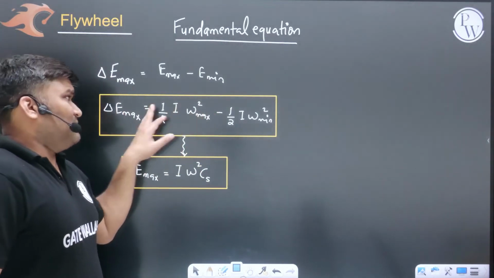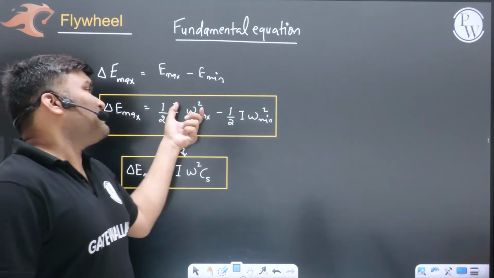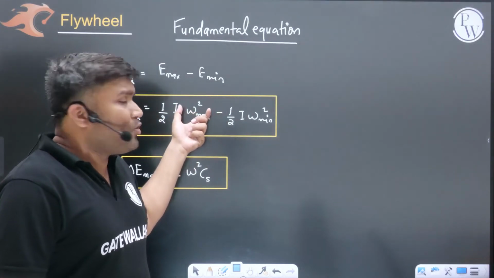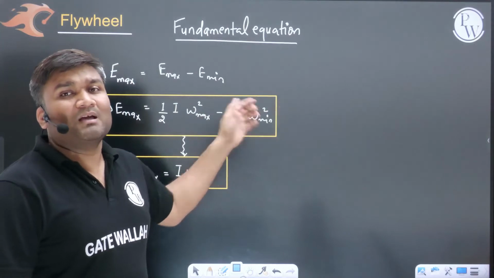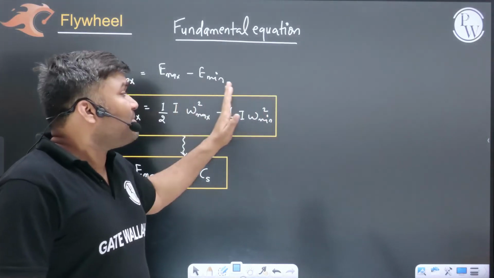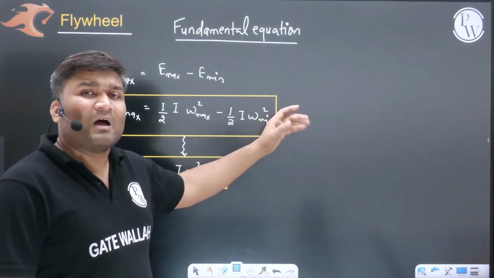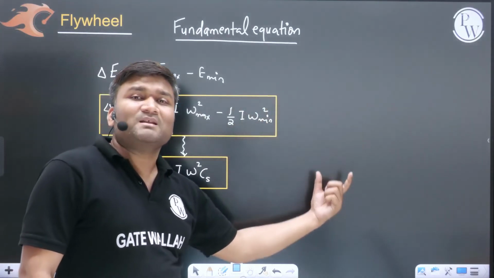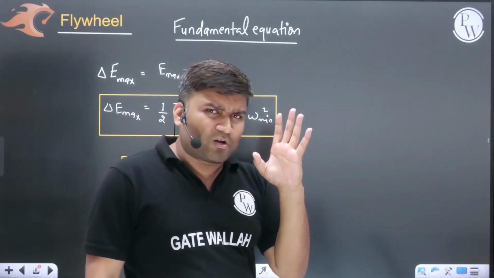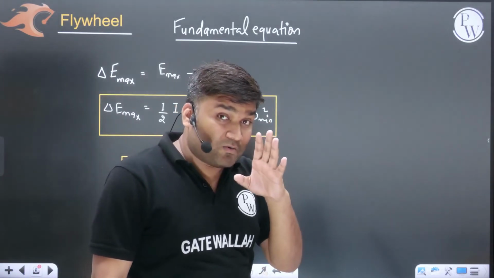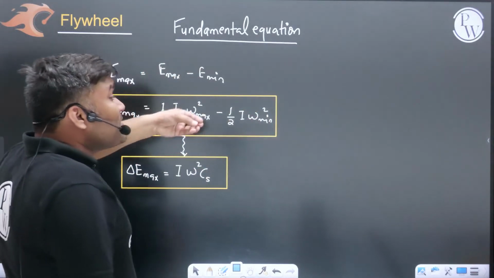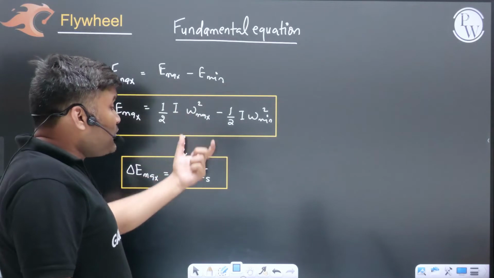Half I can be taken as common. What will be left inside? Omega maximum square minus omega minimum square. A square minus B square. This omega maximum minus minimum squares you have converted into mean speed and fluctuations of speed. Some rearrangement. That derivational part is not important for you. What is important for you is to understand this equation, and you must know how to use these equations better.